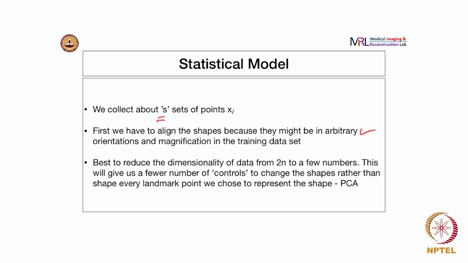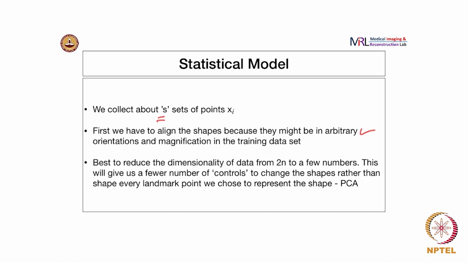But if you want to, let's say, modify the shape a little bit, say you want to deform it a bit, then we have to work on all these n points, so 2n numbers have to be changed. Even if you change one point at a time, maybe you will not be able to express yourself well. So you might have to change a bunch of points at the same time.